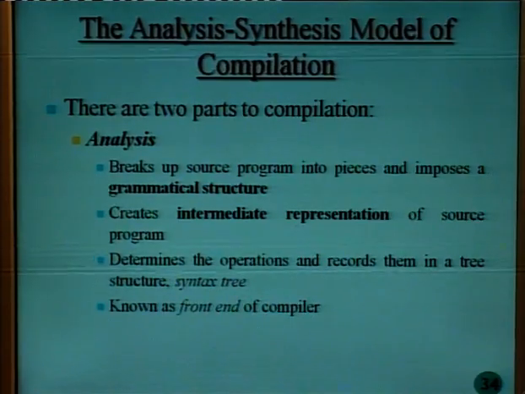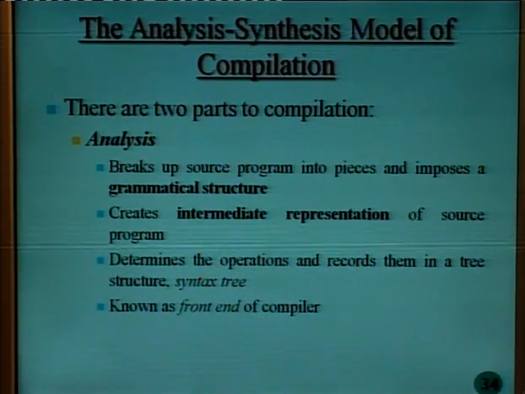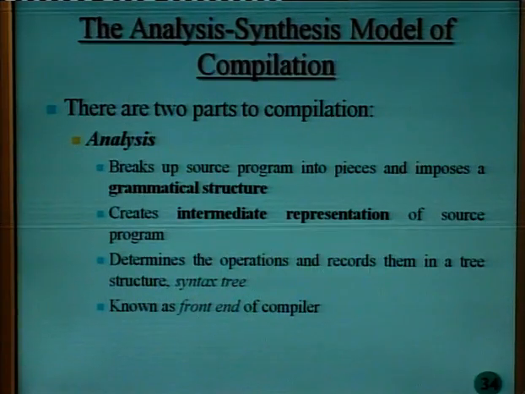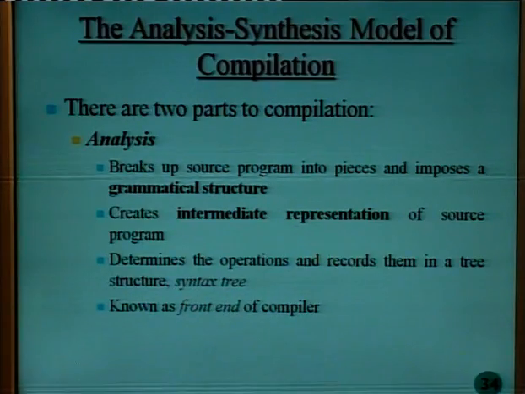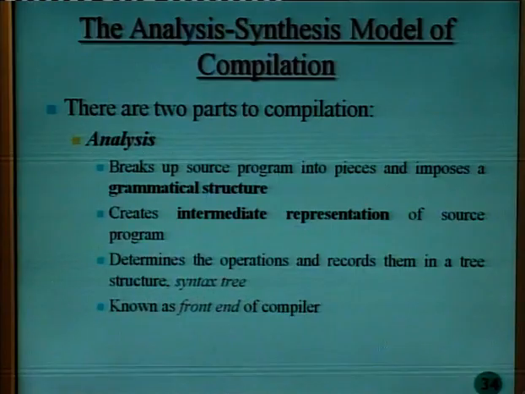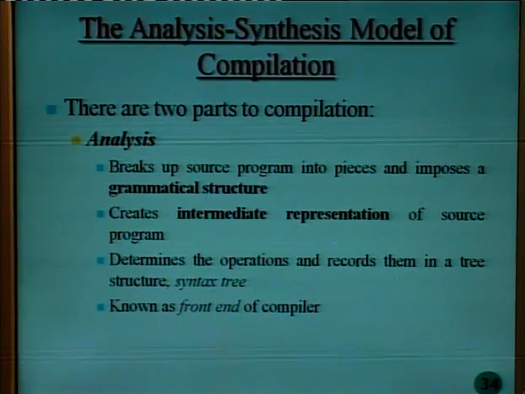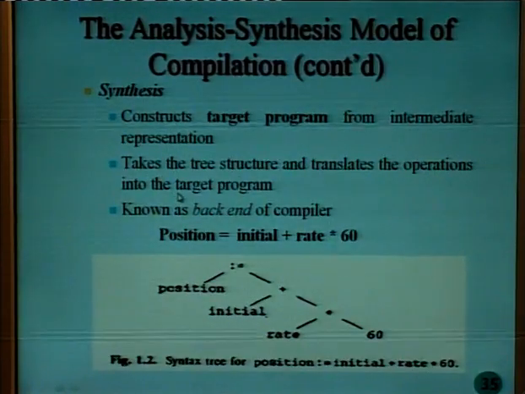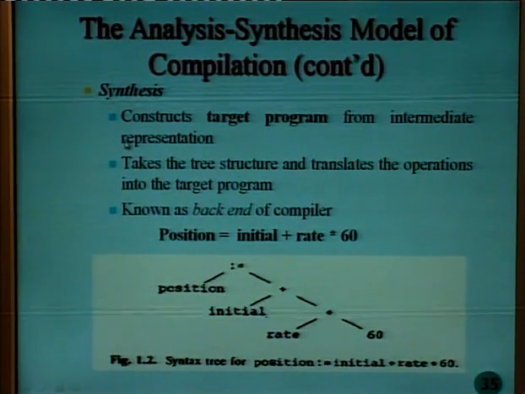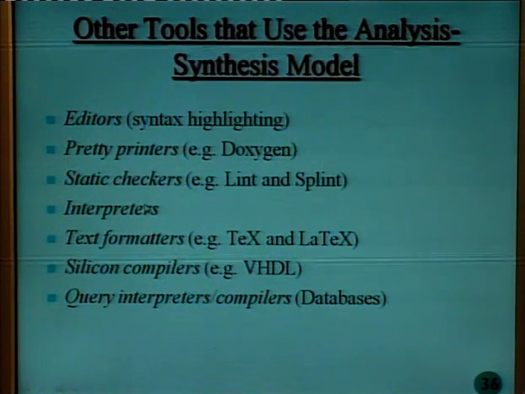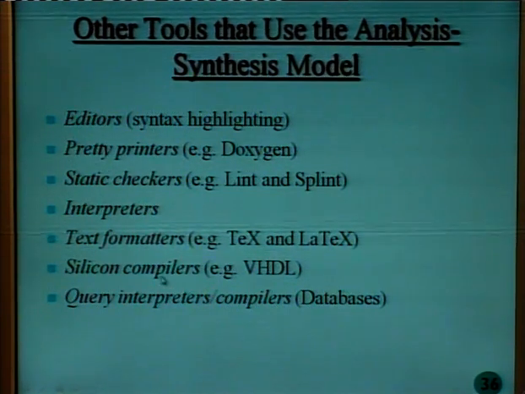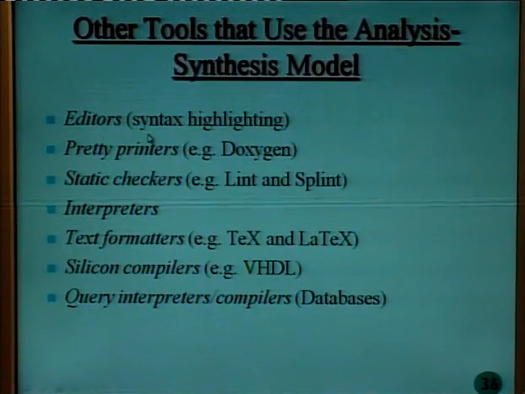The designing process of the compiler system program is divided into the analysis and synthesis models of compilation. Analysis means breaking up the source program into pieces and imposing a grammatical structure, then creating an intermediate representation of the source program, and then determining the operations and recording them in a tree structure like a syntax tree. In the diagram we will explain these steps, and this is the synthesis phase, the later phase of the compiler. These are the tools used, like editors, pretty printers, static checkers, text formatters and silicon compilers. These are used during analysis and synthesis.